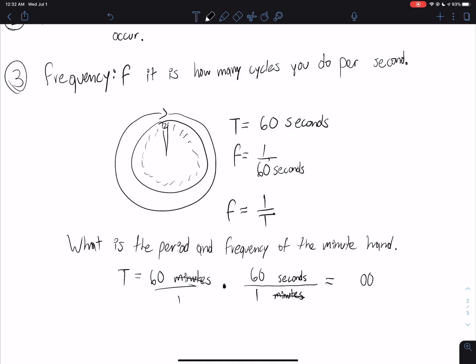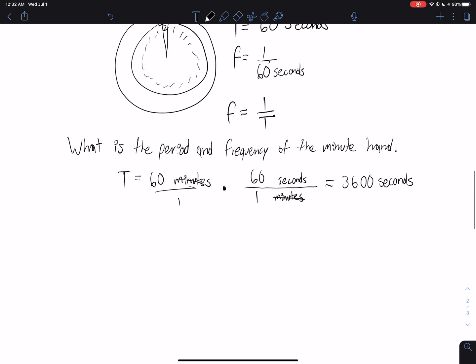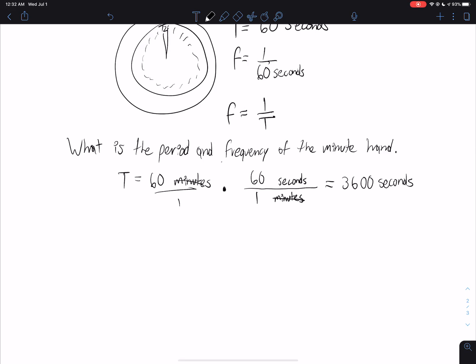So now we know we have 3,600 seconds. That's how long it takes for the minute hand to complete one cycle. Now it's also asking what the frequency is. So simple, we have our period, which is 3,600 seconds. And our frequency is going to be 1 over T. So it's going to be 1 over 3,600 seconds.